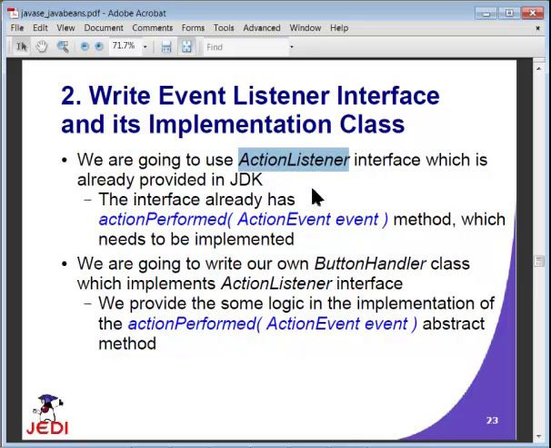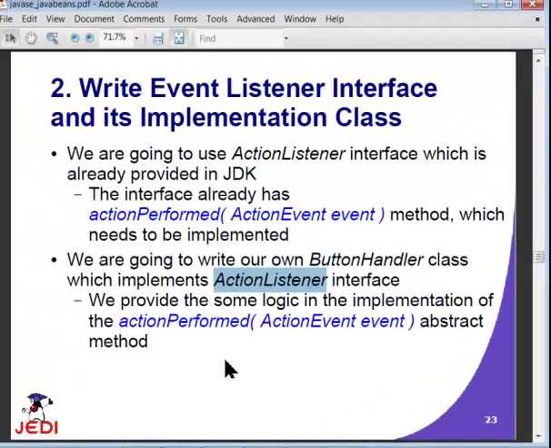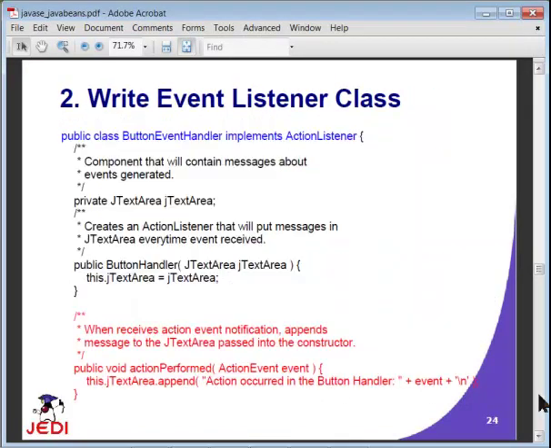Okay, so this is used for button kind of application. This interface has what is called the action performed method, and it's receiving an event, and that event is in the form of an action event. So it's receiving an action event object. So basically, you have to provide an implementation called button handler, which implements the action listener interface. And then you are going to provide your business logic inside this action performed method. Okay, so let's see the code.